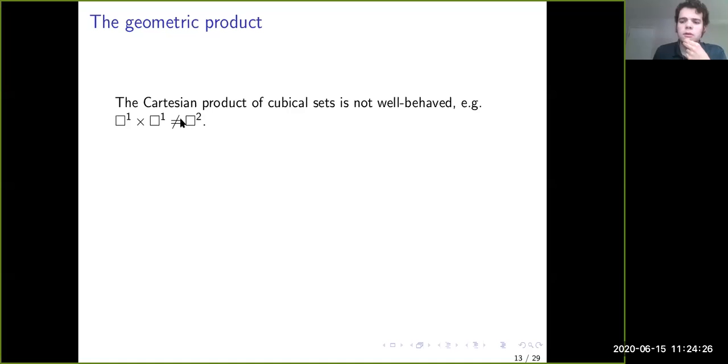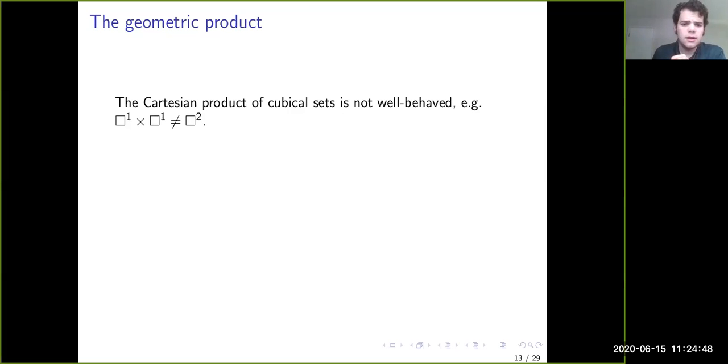But for this particular version of the box category, that doesn't hold. So if we take box 1 times box 1, that's not equal to box 2. One way to see that is that box 2 won't have any symmetry, like it won't have any non-identity automorphisms, because there aren't any in the box category.